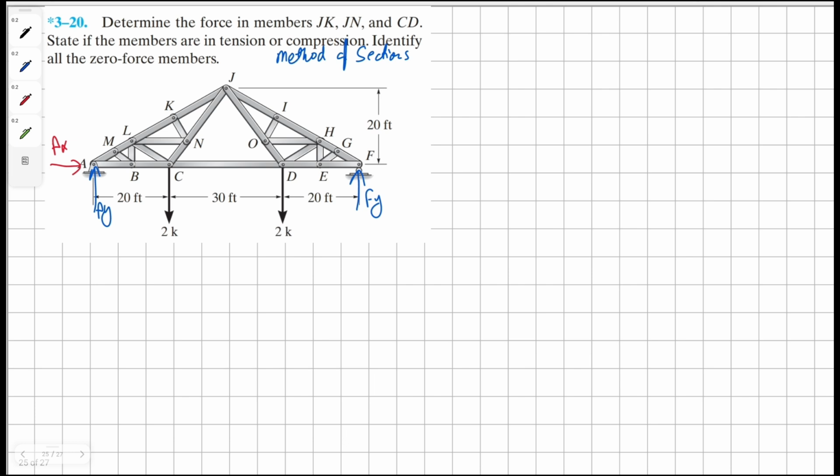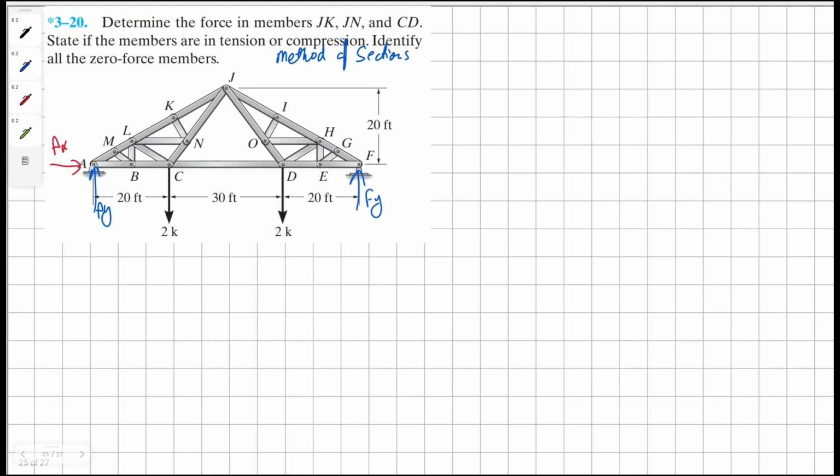Now to our problem. To solve this problem, we'll be using method of sections, because we only need three member forces. Before we begin, we need to determine our external reaction forces. But because we are using method of sections, we only need to determine the external reaction force for the side we are solving our problem for.